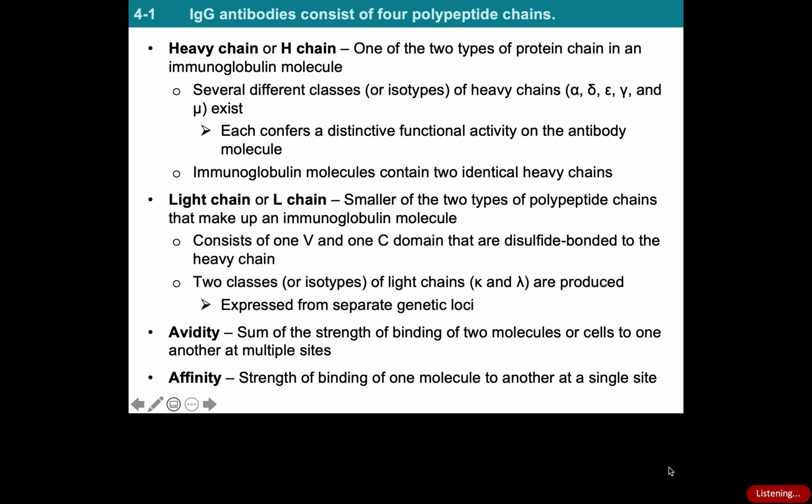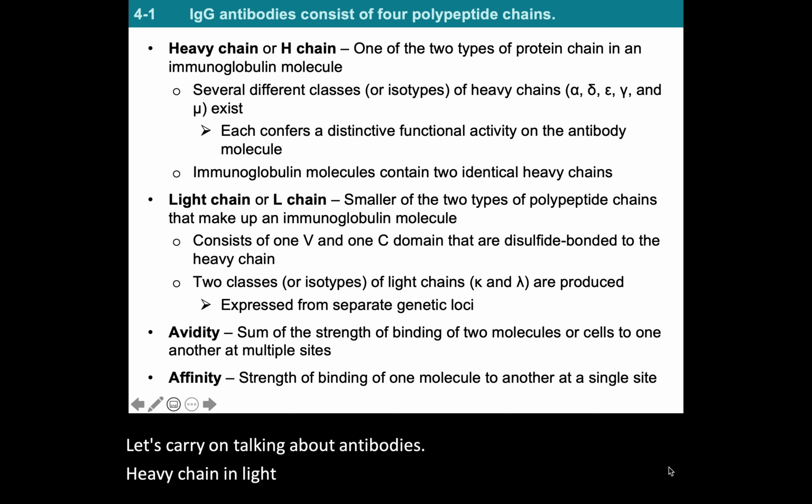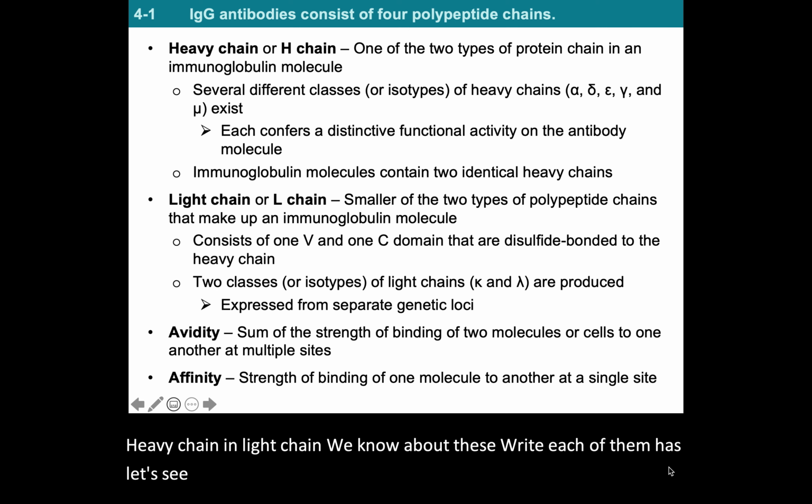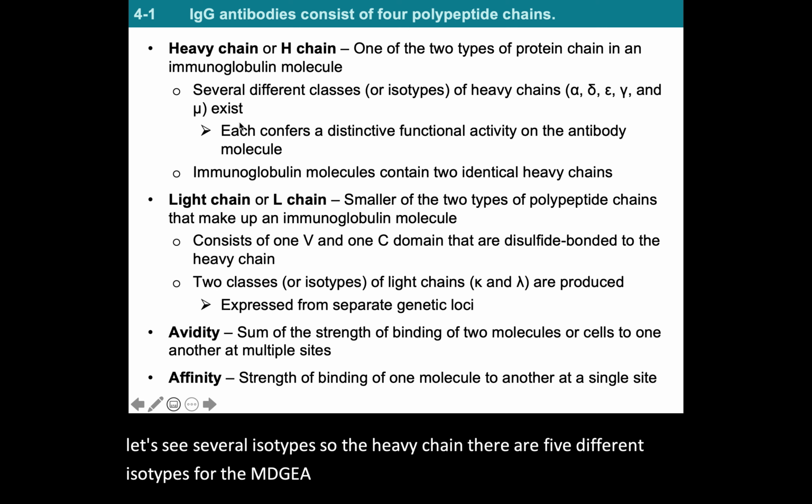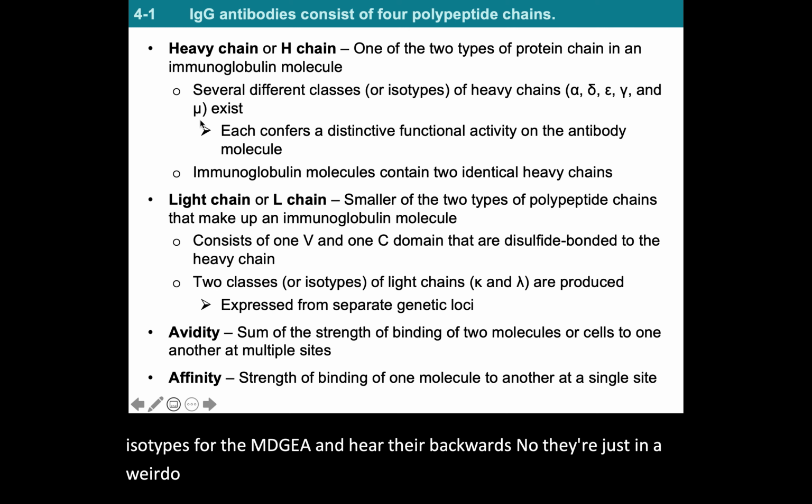Okay, let's carry on talking about antibodies. So, heavy chain and light chain, we know about these, right? Each of them has several isotypes. The heavy chain has 5 different isotypes: M, D, G, E, and A. They're in a weird order, oh, they're alphabetical. Here's the M, here's the D, here's the G, here's the E, and here's the A.